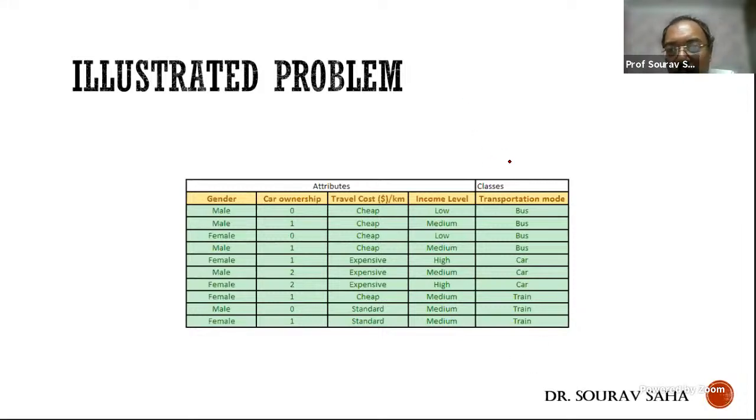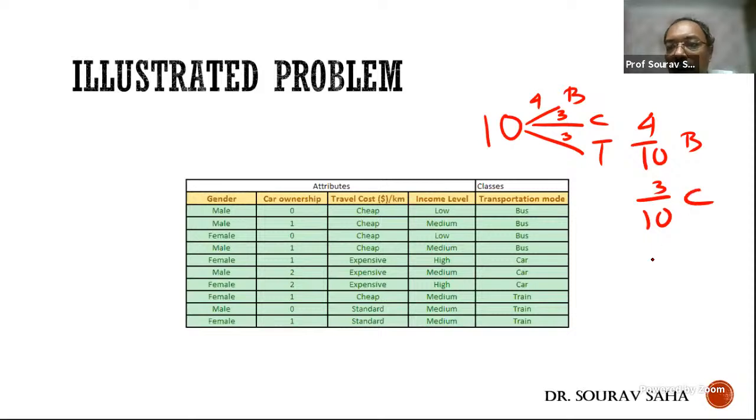Distribution of the target variable: if you see, there are 10 data points, 3 classes. 4 for bus, 3 for car, and 3 for train. This is how it is distributed, very simple. So if I look into the proportions, 4 by 10 of them are going for bus, 3 by 10 going for car, and 3 by 10 going for train. Bus, car, train. Right? Okay.